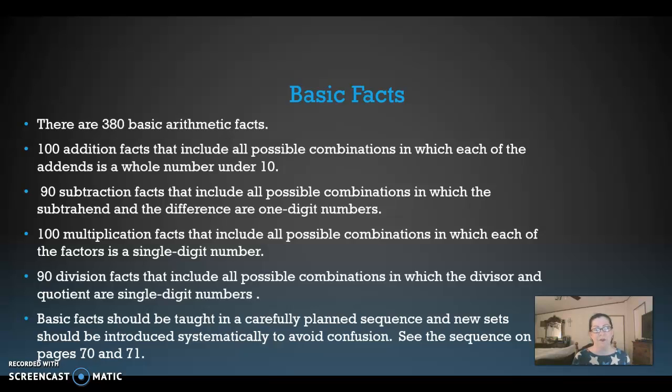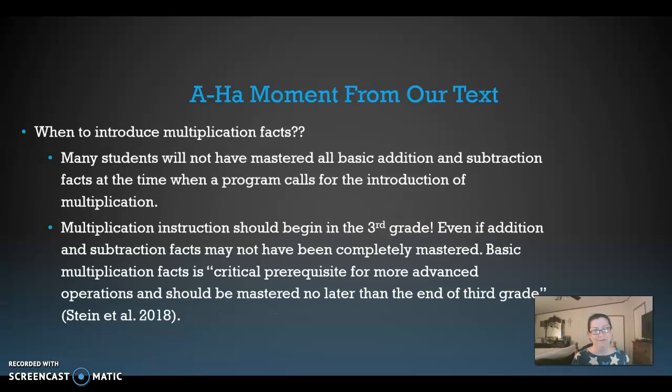And this important point: basic facts should be taught in a carefully planned sequence, and new sets should be introduced systematically to avoid confusion. And I have a note here to see the sequence on pages 70 and 71. Those charts are very, very helpful, and I will be sure to keep those for reference. And we'll move on.